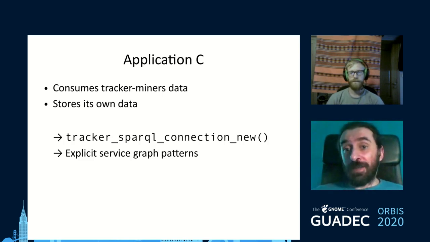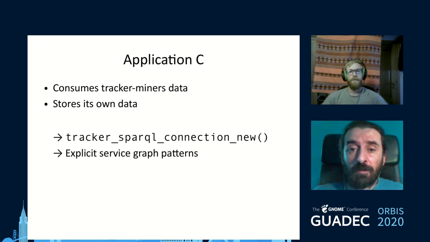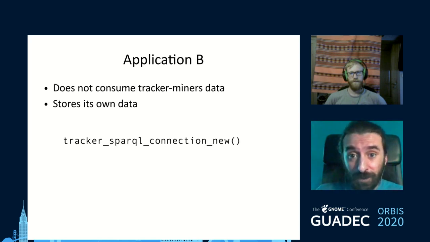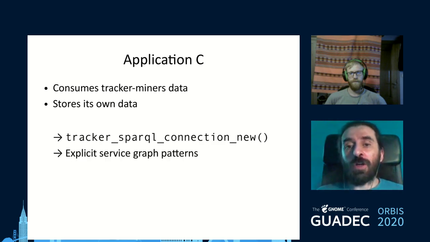And then the application model C is a mixture of both. So it actually gets to consume tracker miners data, but it also wants to store its own data. An example of this would be GNOME Photos with collections, or GNOME Music with playlists, or favorite songs and whatnot. So here, the approach would be to create a tracker SPARQL connection new, which is pretty much like the previous one. But then you have to use explicit service graph patterns, which is, as I said, the bits of syntax that allow you to query other services.